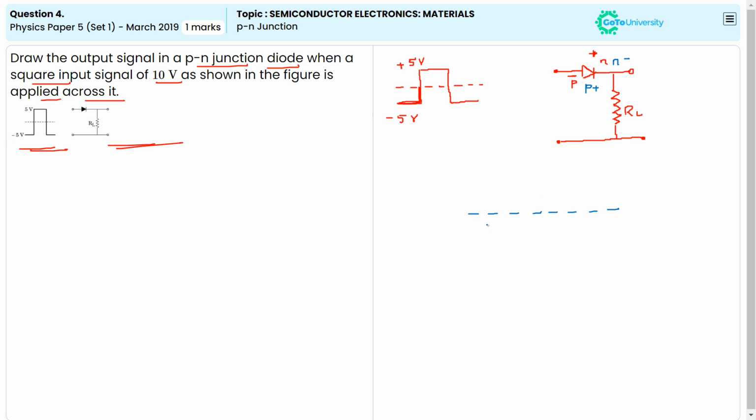from the negative terminal there is no output, and for the forward bias, it will give the output signal like this. Then again it is negative, then there is no output. Once again it is positive, then this is the output and this will continue. This is the output signal of 10 volts.